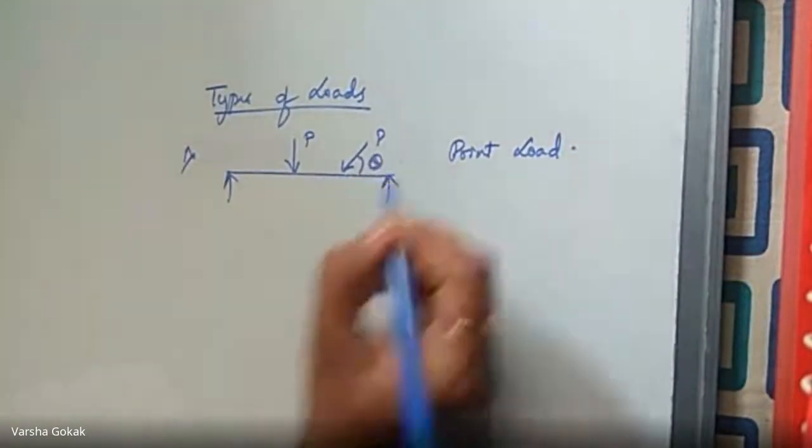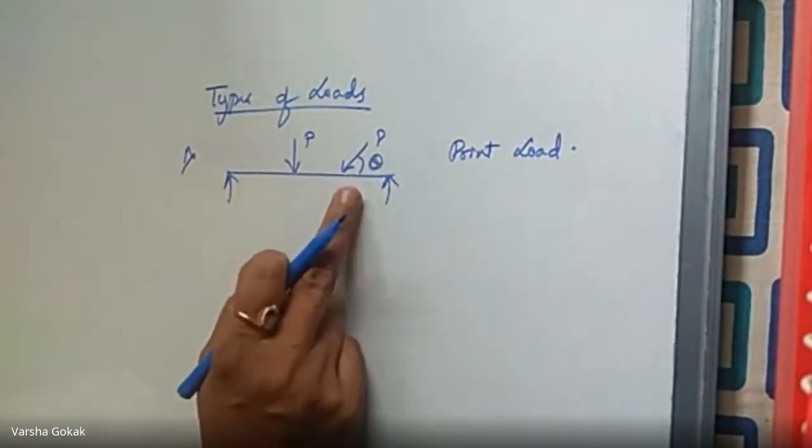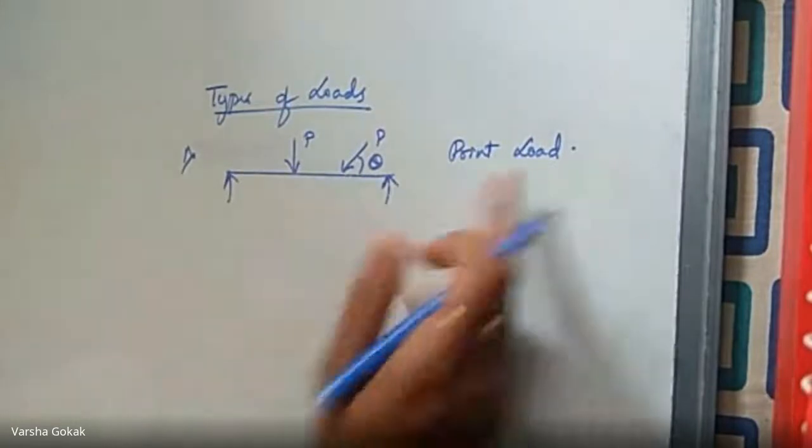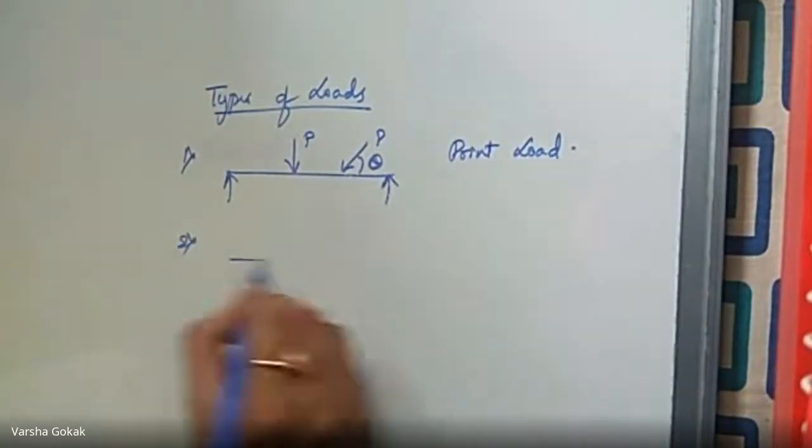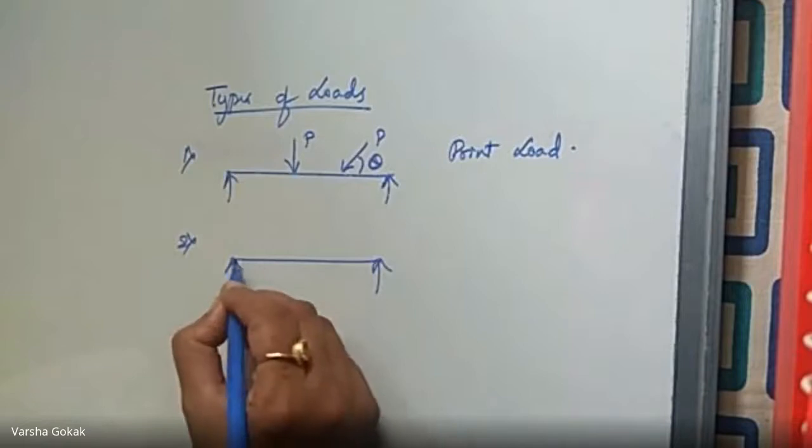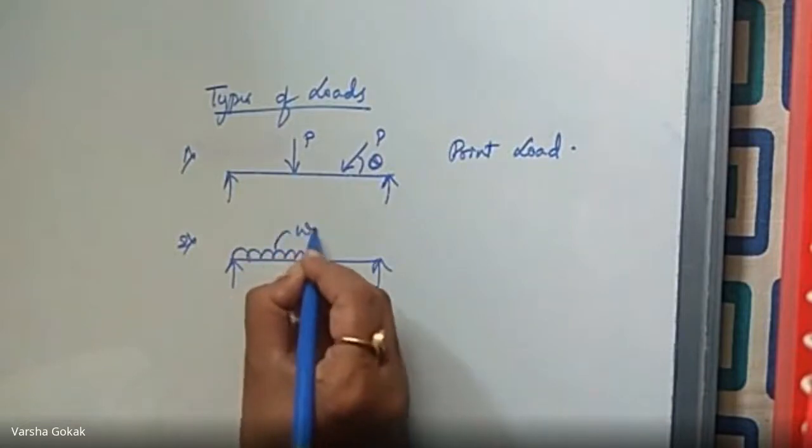At some angle theta. You all are not used to this, I think, much. So we will be taking this up also. So this is a point load. Second, you have a beam and I draw something like this. This is W per meter.